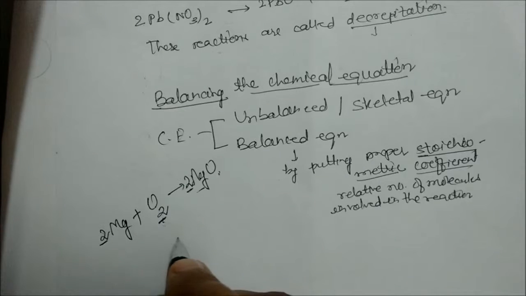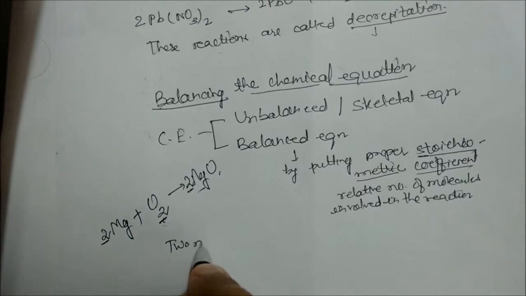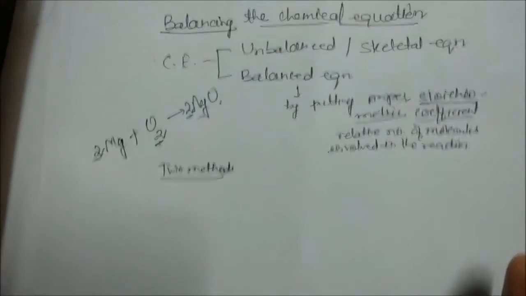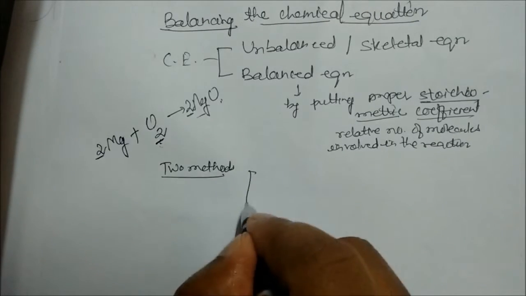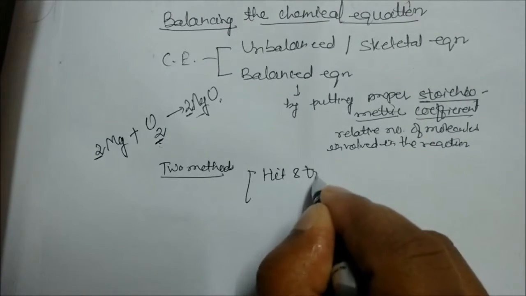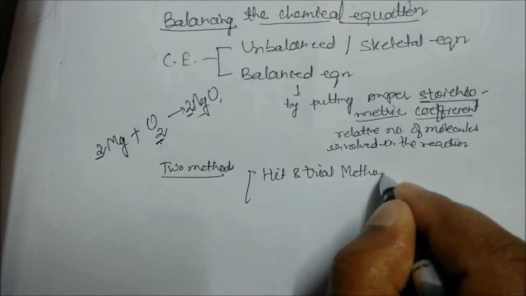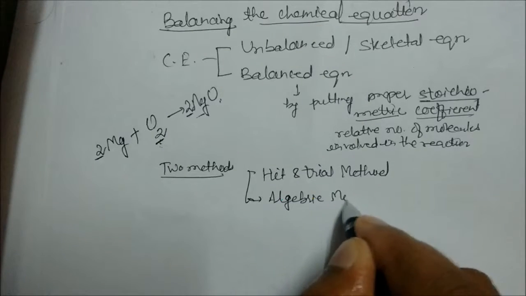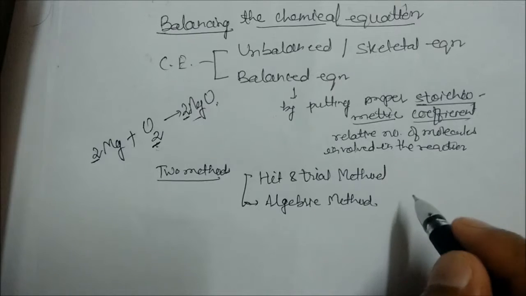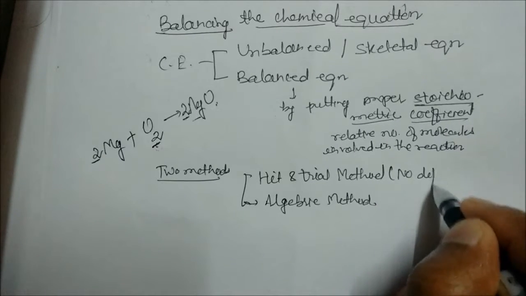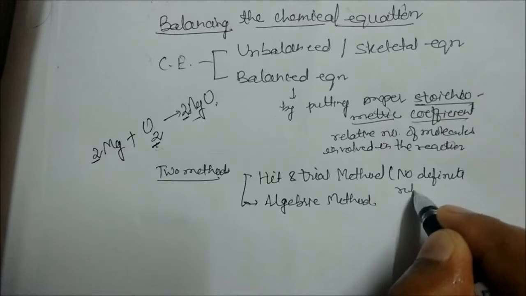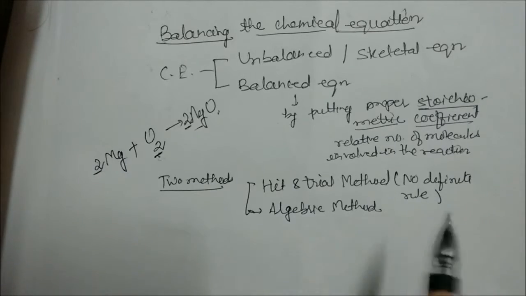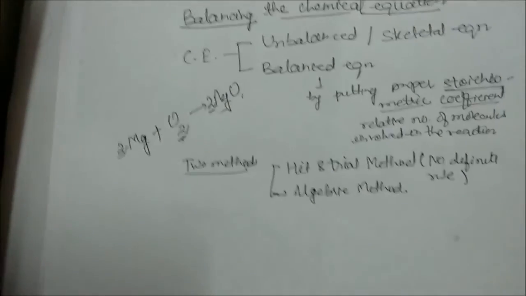Okay, so generally we use two methods to balance the equations. One is the hit and trial method, and the second is the algebraic method. In the hit and trial method, there are no definite rules. By skill and practice, we just practice these balanced equations.